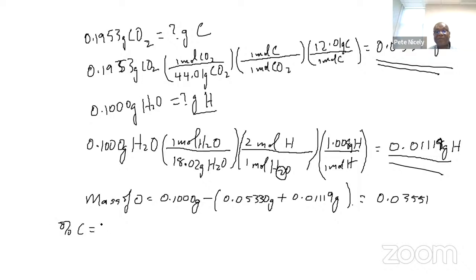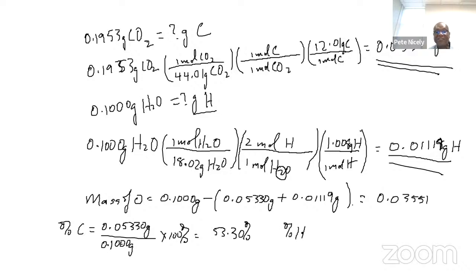So the percentage of carbon would be 0.05330 grams divided by the total mass, which is 0.1000 grams, times 100%. And that would be equal to 53.30%. And then we do the same thing for hydrogen.